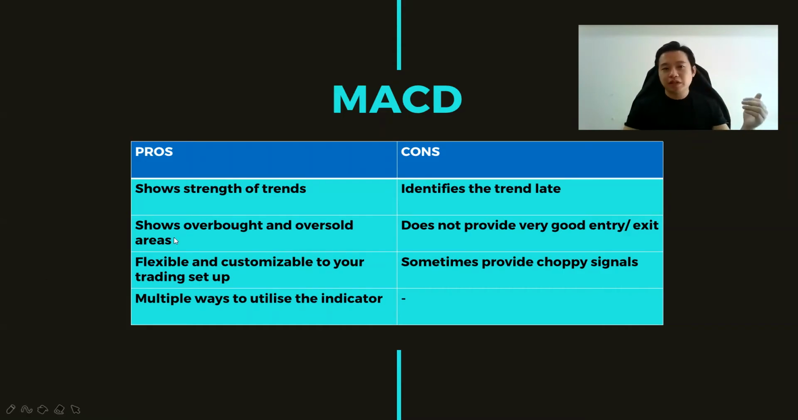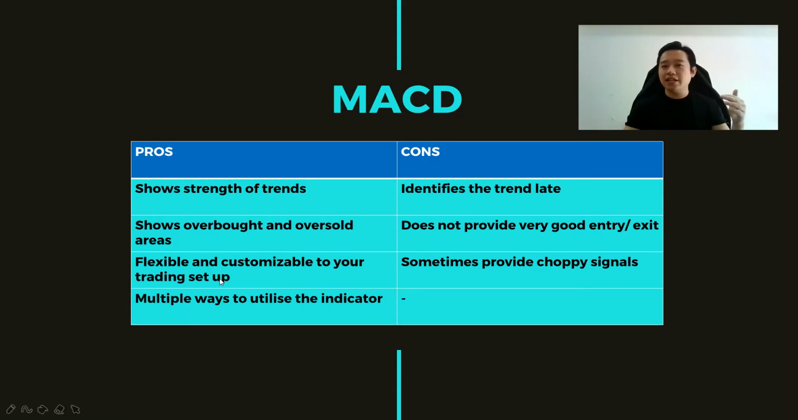Next, the pros. It shows the overbought and oversold areas, right? Which is good. We want to sell at an overbought area. We want to buy at an oversold area. The con is that based on the MACD itself, it does not provide a very good entry and exit signal. Not ideal, because sometimes it may drop down. It may cross as what we can see, but then it may head up further. So it does not provide a very good entry or exit signal.